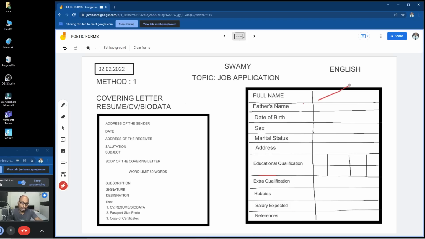Now the full name we have to write in capital letters. Father's name should be written in sentence case, or normal capital letters also you can use. Date of birth, if they ask you date of birth, you have to write date of birth. If they ask you age, you have to write the age. Sex, male or female, you have to write. Marital status, two ways you can write: married, unmarried. Then address, you have to write the full address without writing your name or your father's name. Only the address means you have to start with your door number, street, colony or whatever the place, town, city, those things only.